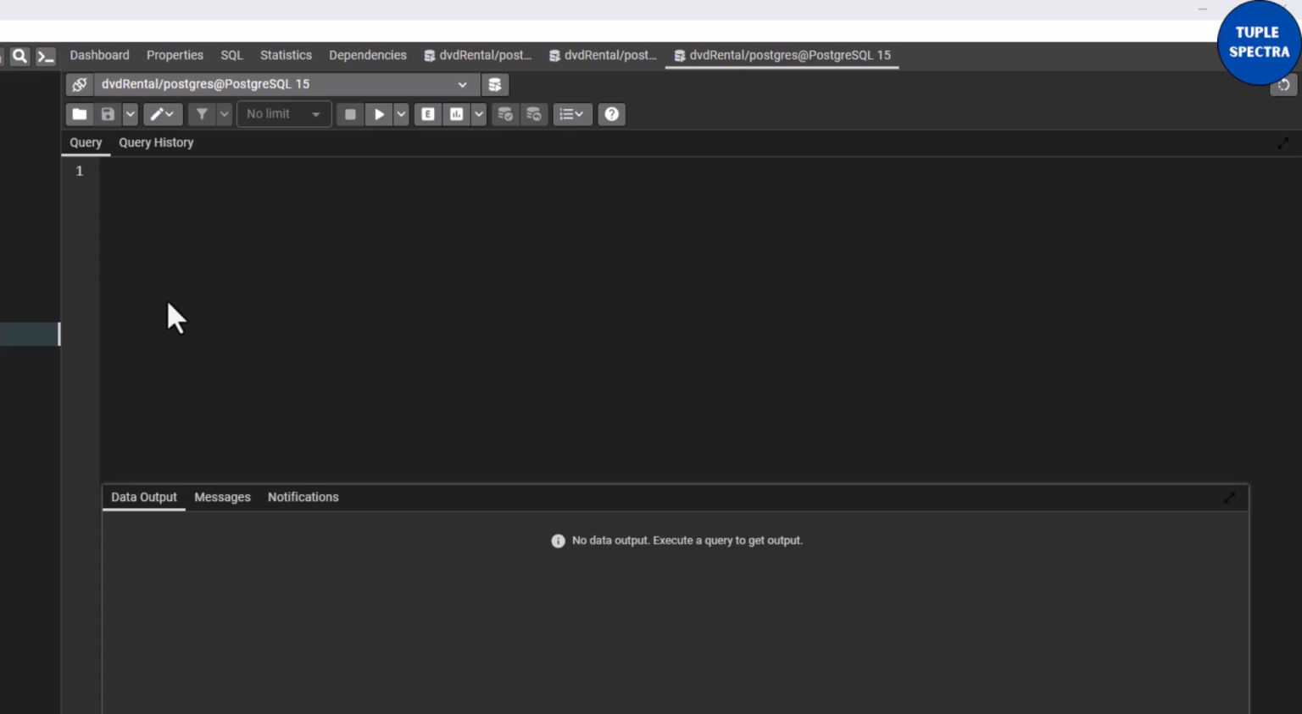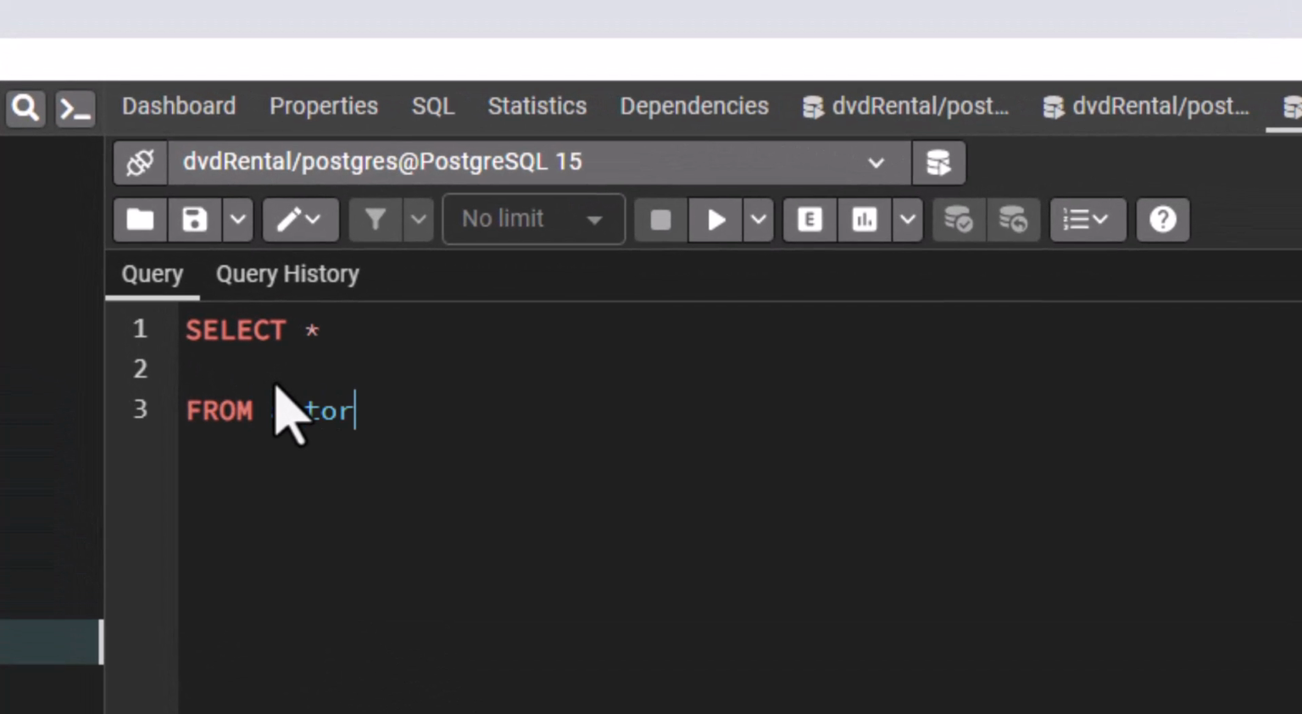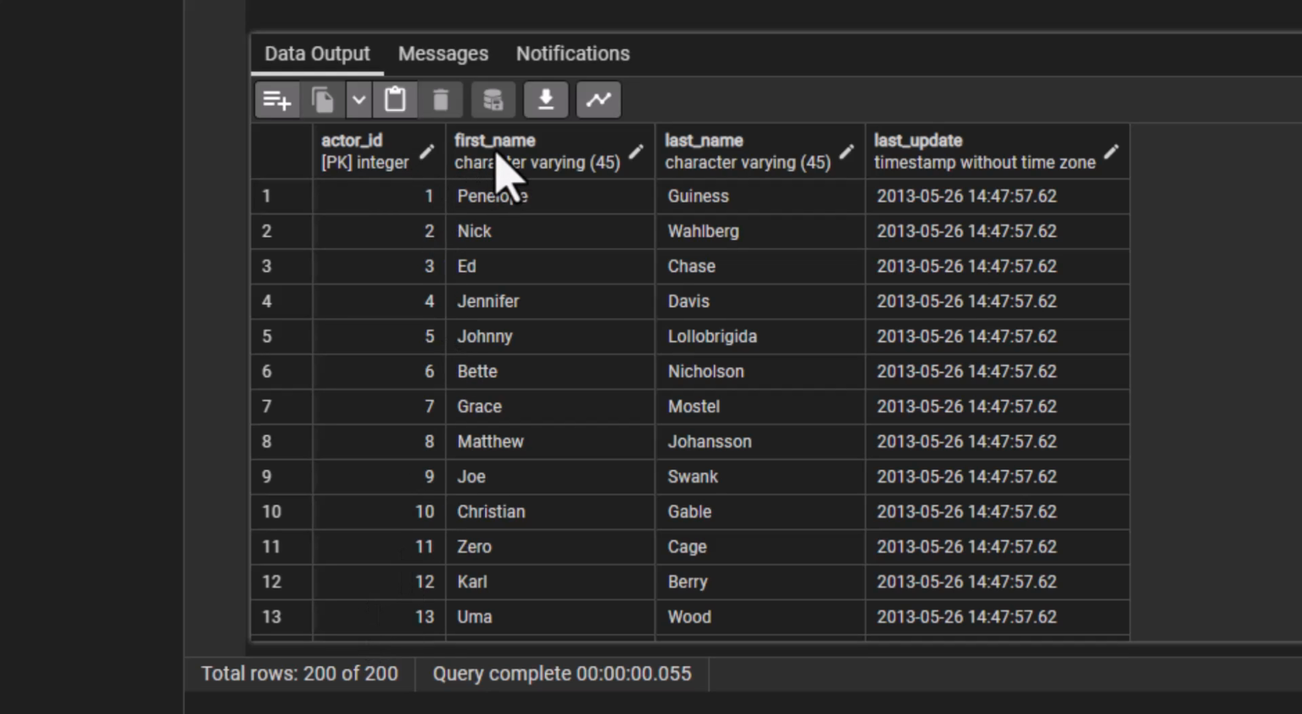Let us jump onto pgAdmin and look at some examples, because that is how you are going to better understand what I'm talking about. Also remember that this is part of the series using the DVD rental database. We have a select statement: select star from the actor table. If I execute this, you can see I have 200 rows, with the first name and the last name.